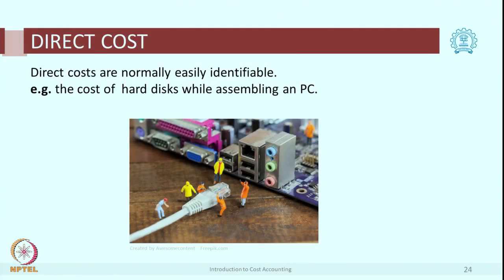There is one more example given over here: if you are in the business of computer hardware, suppose you are assembling a PC, you know that a hard disk goes into making of the PC. So, the cost of the hard disk you can easily identify with the particular PC which is getting assembled. So, you call it a direct cost. As against this, there are several costs which are common in nature. They may not be for a specific product, then those are called indirect costs.